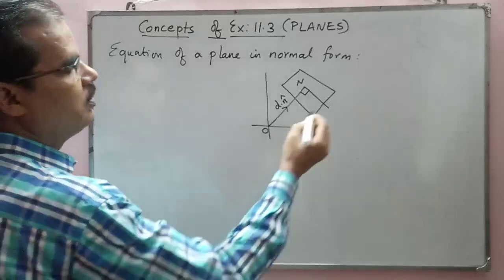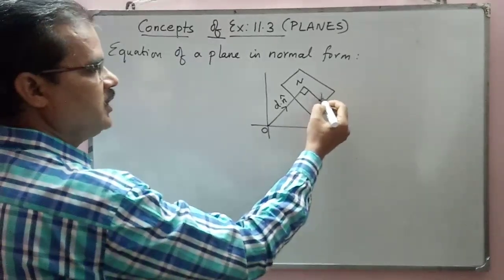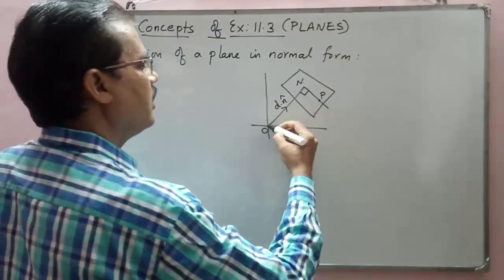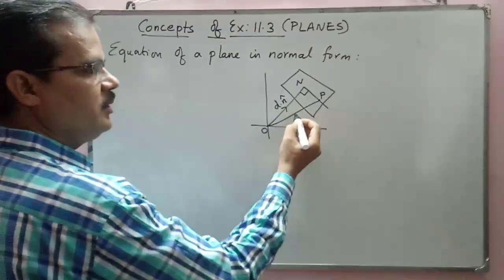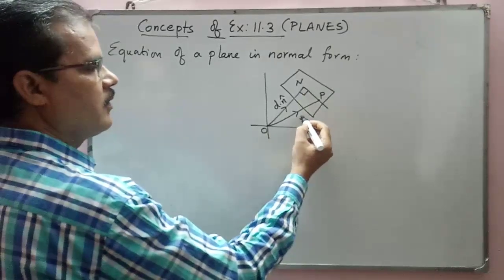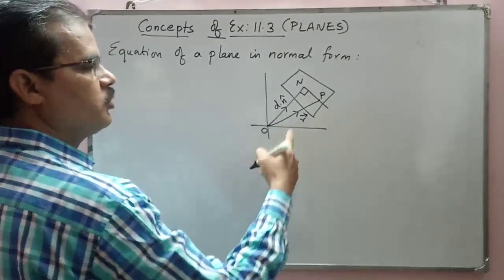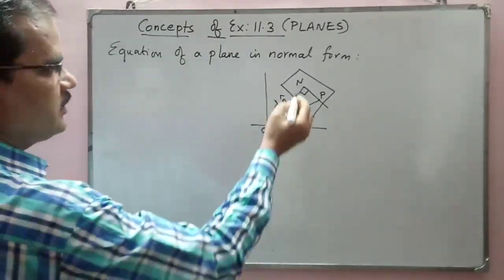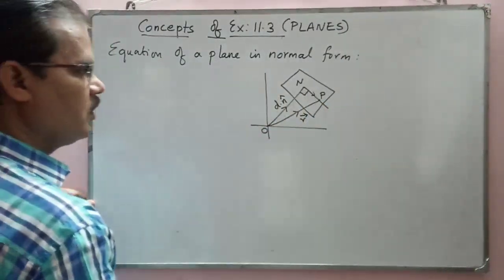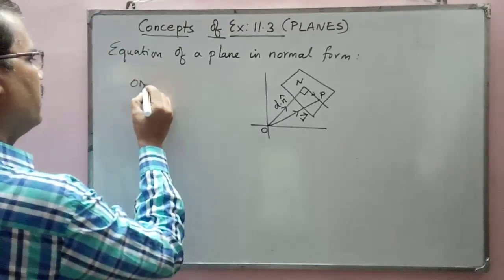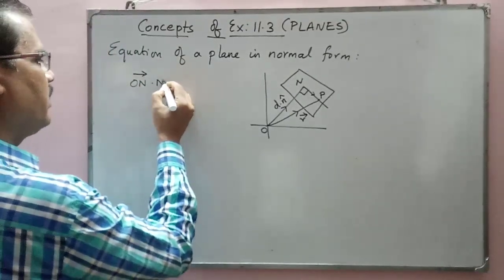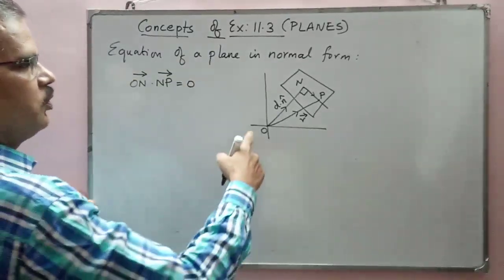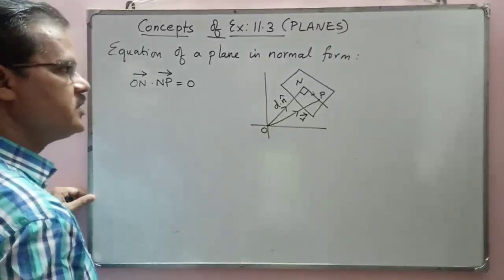Okay. Now take any point P, any point on the plane. Let the position vector of the point P be R vector, so the position vector of OP is R vector. Now let us start. ON vector dot NP vector equals 0, because ON vector and NP vector are perpendicular to each other.